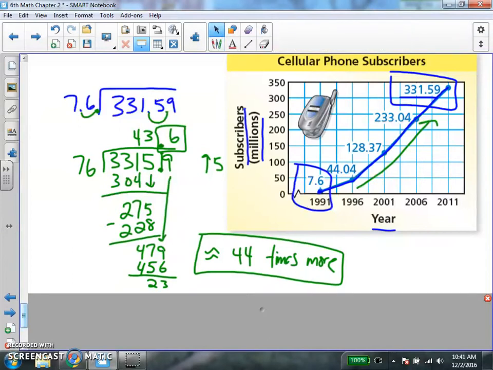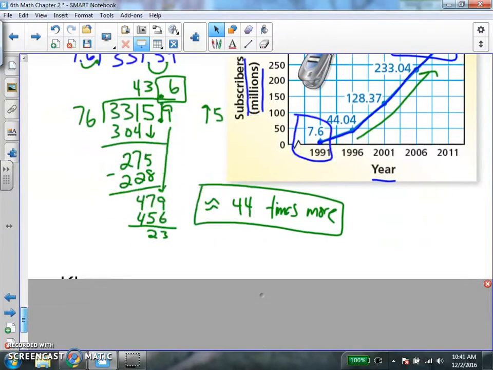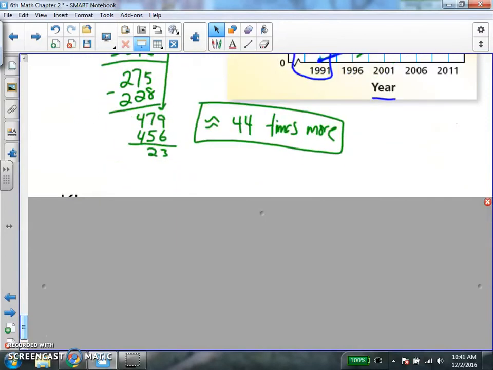Alright, that's our last example. That concludes our lesson on dividing decimals. Again, this is the last section in Chapter 2, so upcoming will be our Chapter 2 test.